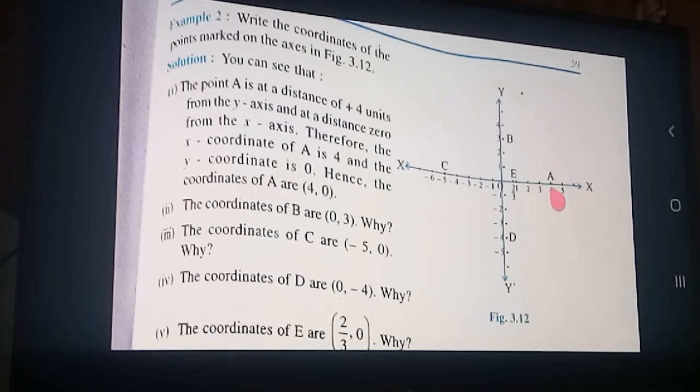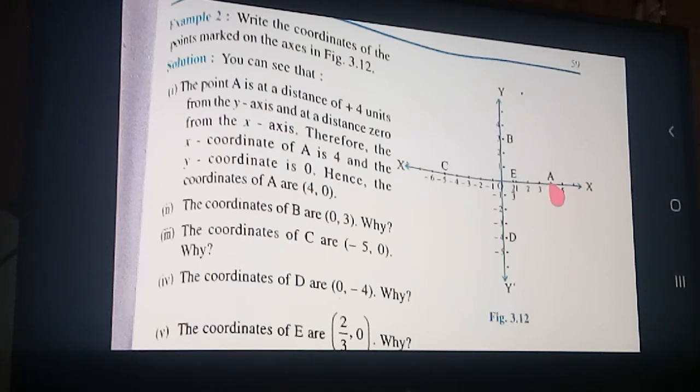So what is its x-coordinate? How much distance has it moved from the y-axis? It moved 4 units from the y-axis. Therefore its x-coordinate is 4. And the y-coordinate: has it moved away from the x-axis? No. Therefore the y-coordinate is 0. In short, for a point that lies on the x-axis, its y-coordinate is always 0.